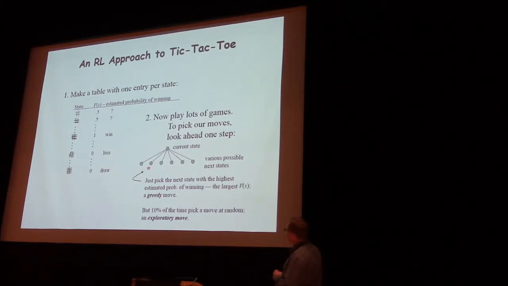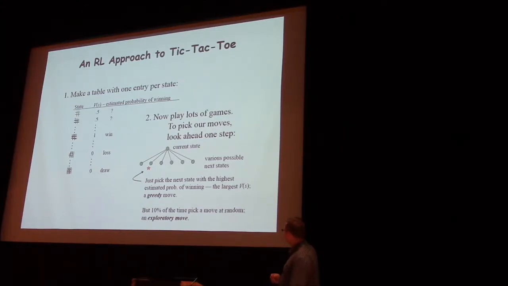So one way can be that for each position we try to have an estimate of the probability that we're going to win against the sort of opponents that we're playing against. If we have that, we can take a decision based on that table, because we want to go to the position with the highest probability of winning. So one way to use the table is to always pick the next state with the highest estimated probability to win. That is called a greedy move. So you use what you learned so far in a greedy manner.